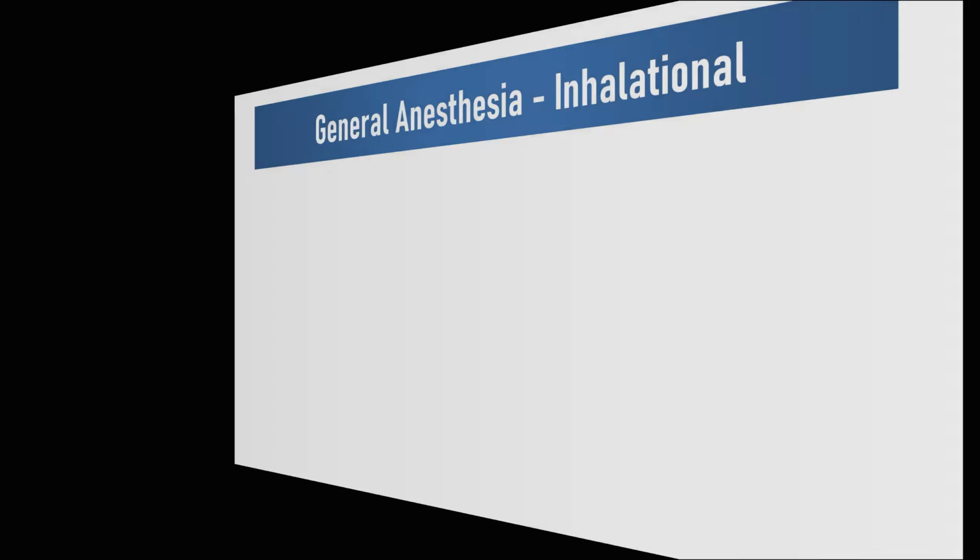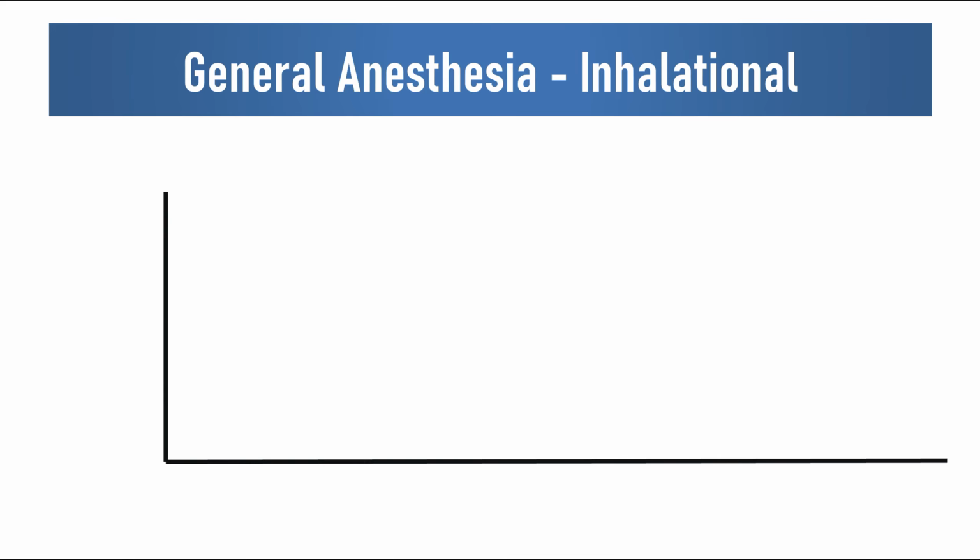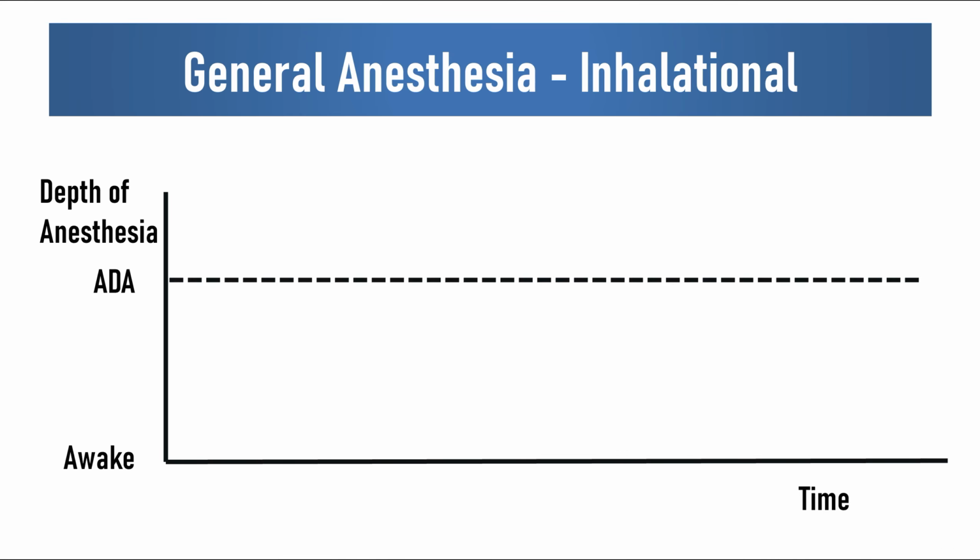Let's start off with an idea of what true inhalational anesthesia looks like. So we're going to draw a graph. On the y-axis, we have depth of anesthesia going from 0, which is awake, to adequate depth of anesthesia with the dashed lines. And on the x-axis, we have time.